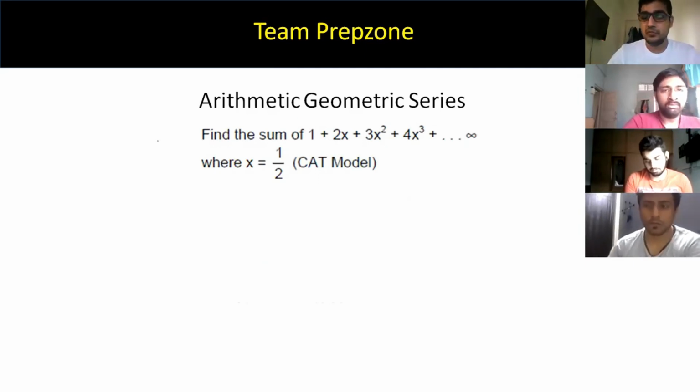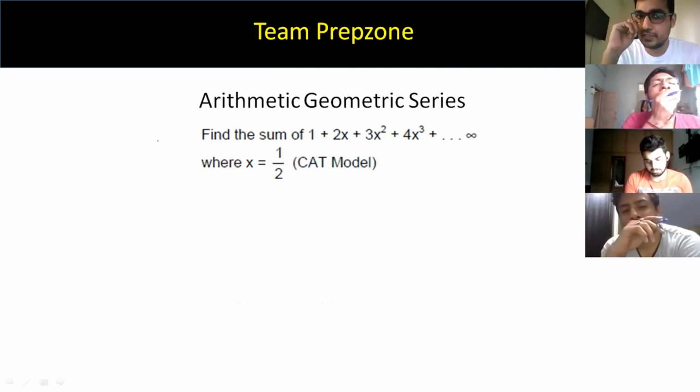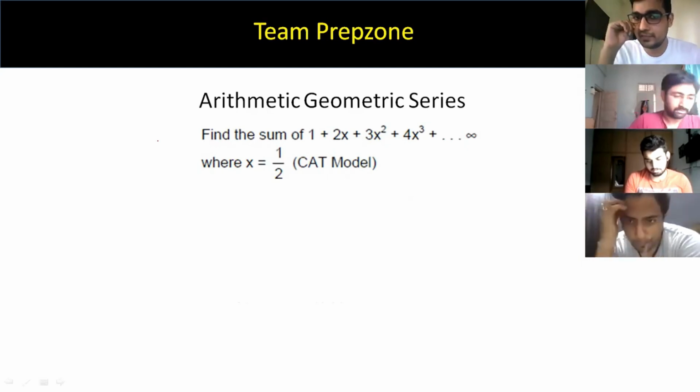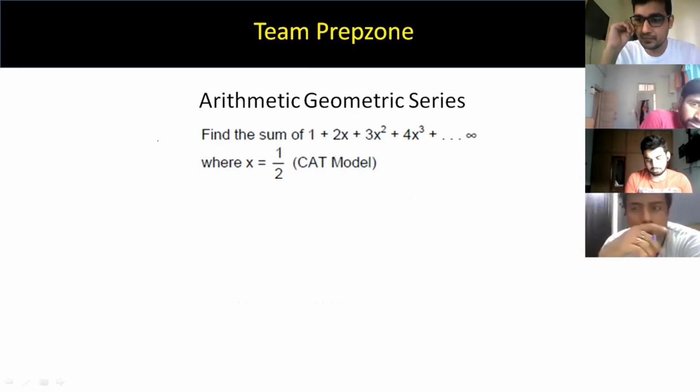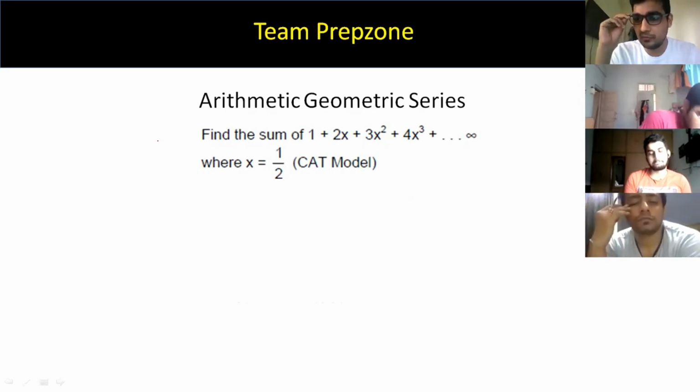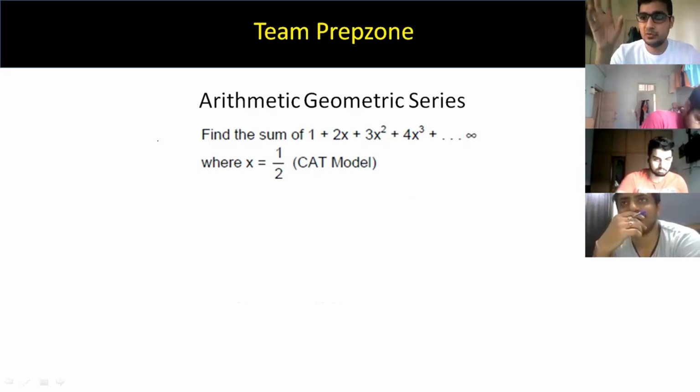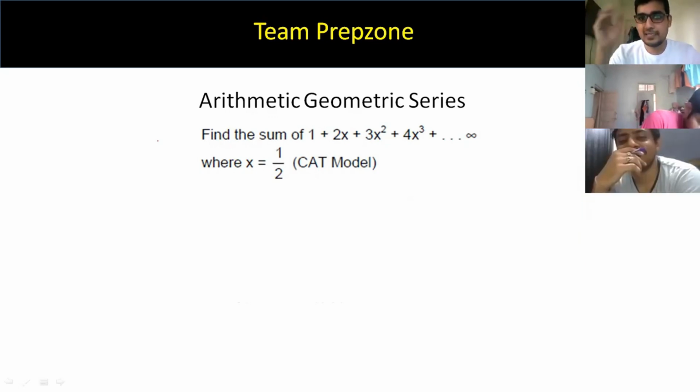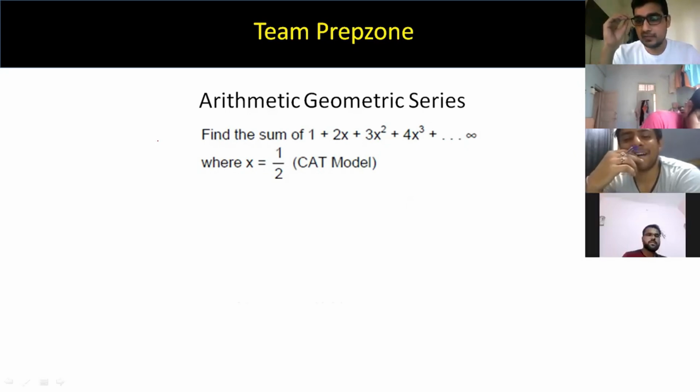ठीक है? So if you see यहाँ पे जो भी coefficients है 1, 2, 3, 4, 5, 6, 7, 8, all of these coefficients are in AP. ठीक है? And जो भी x वाली terms है 0, x, x square, x cube, x to the power 4, and so on and so forth, all of these are in GP. Hence we have a series which has both AP and GP components in it. Hence it is AGP. Now it's a CAT question.